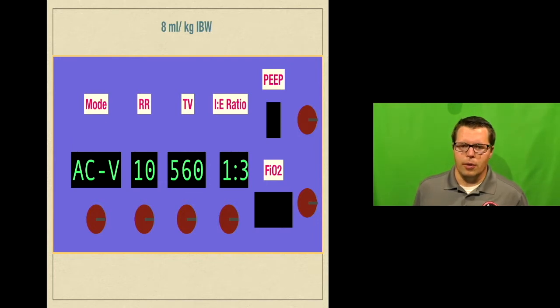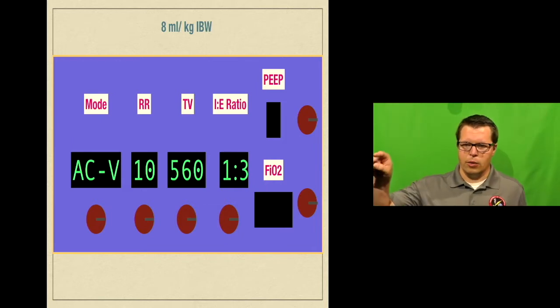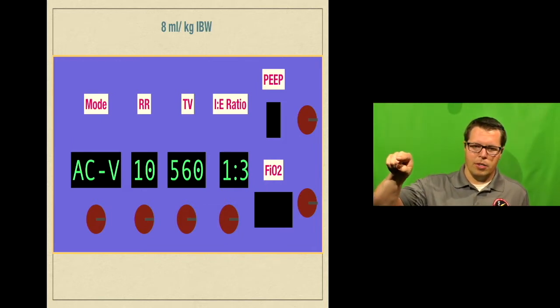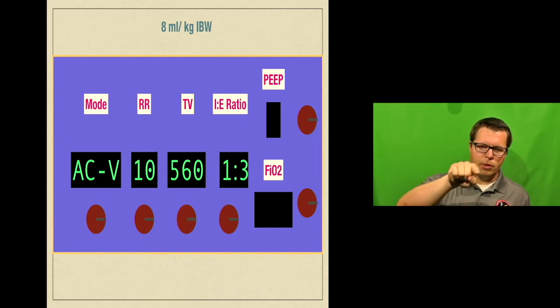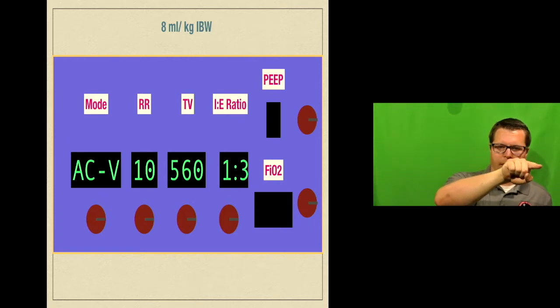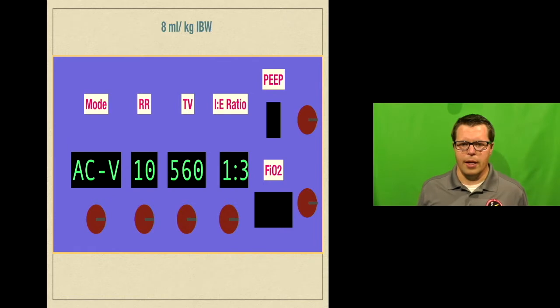The way that you would know that your I:E ratio is right, or that you're giving them enough time for it, or that you may need to change it, would be to actually watch the graphic as it comes across the screen. You watch the flow, and you make sure that flow goes back to zero, and pressure, everything goes back to zero before you get the next breath.